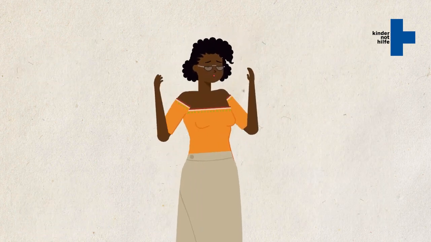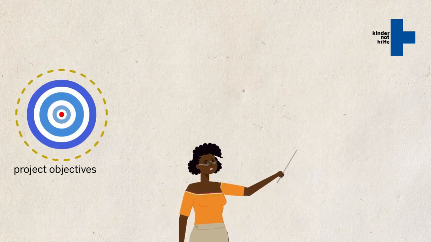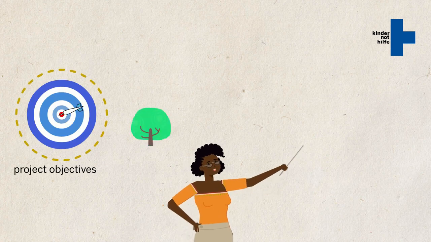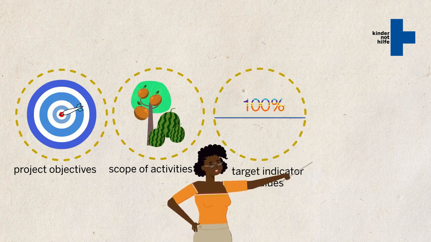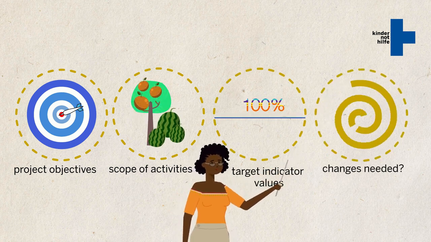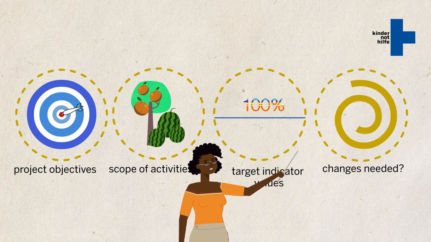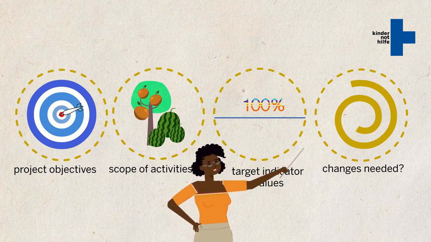Baseline data provide information on whether project planning was realistic in terms of project objectives, scope of activities, and target indicator values, or whether changes are needed, for example, in the form of adjusting project indicators or the scope of certain activities.